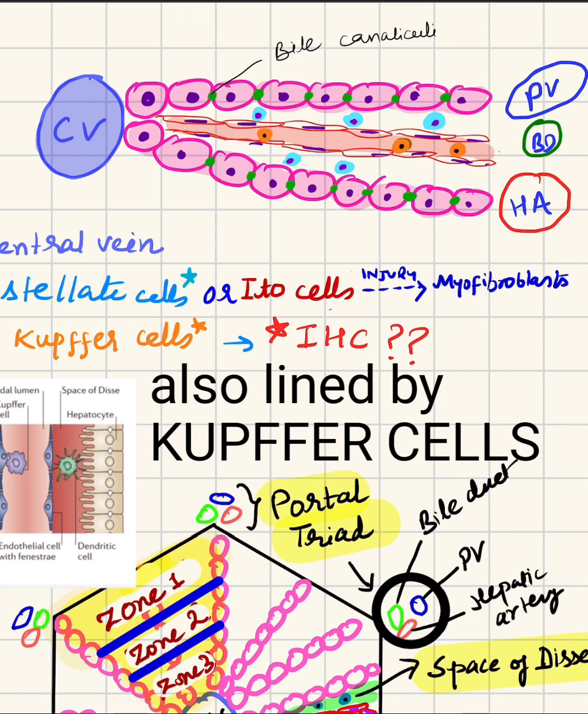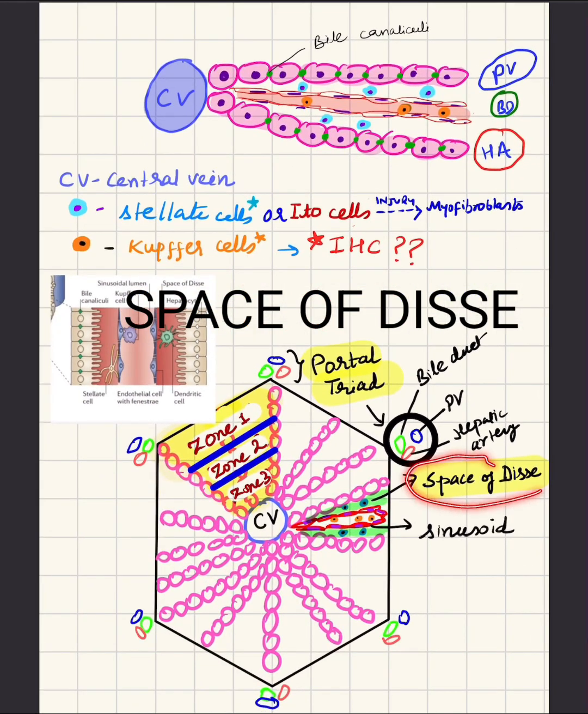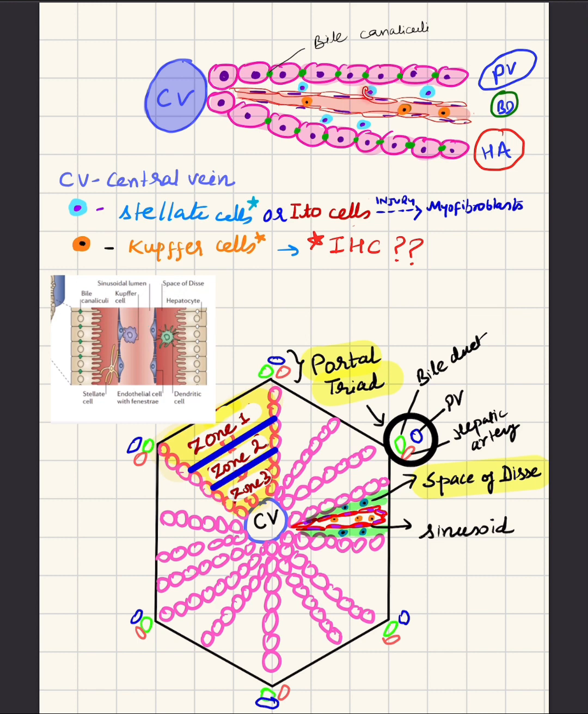The Kupffer cells are nothing but macrophages. Their name is Kupffer cells. And the space that is present between the sinusoid and the hepatocyte is known as the space of Disse. This space of Disse houses the cells known as stellate cells or Ito cells.